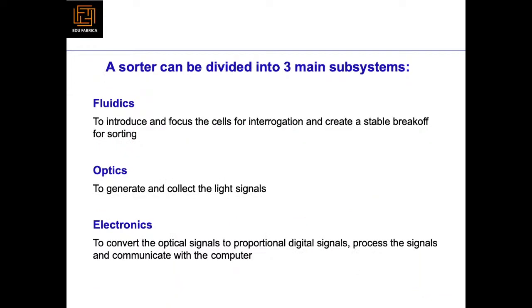So we can divide this system of flow cytometry into three parts, that is fluidics, optics, and electronics. The fluidics focuses on cell interrogation and creates a stable breakup for sorting. Then optics collects the light signal, and electronics converts those electrical signals into digital signals so we can communicate with the computer.